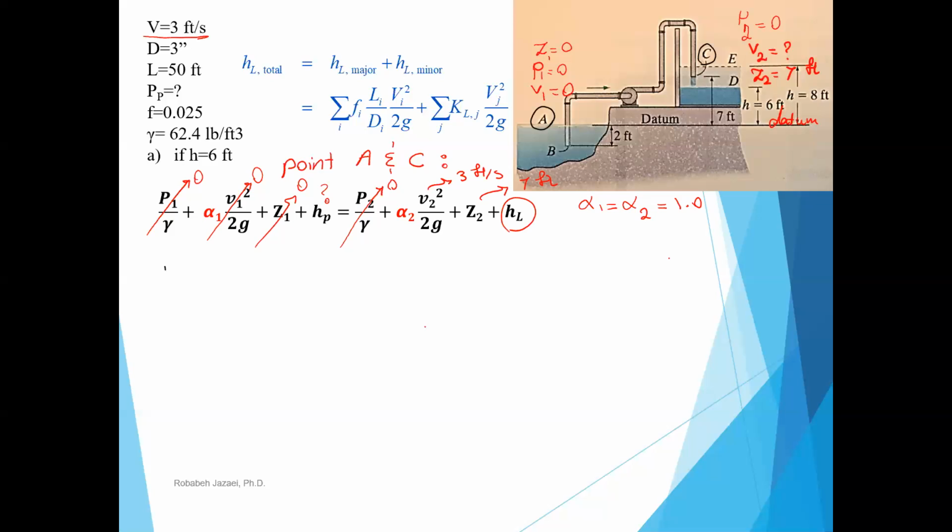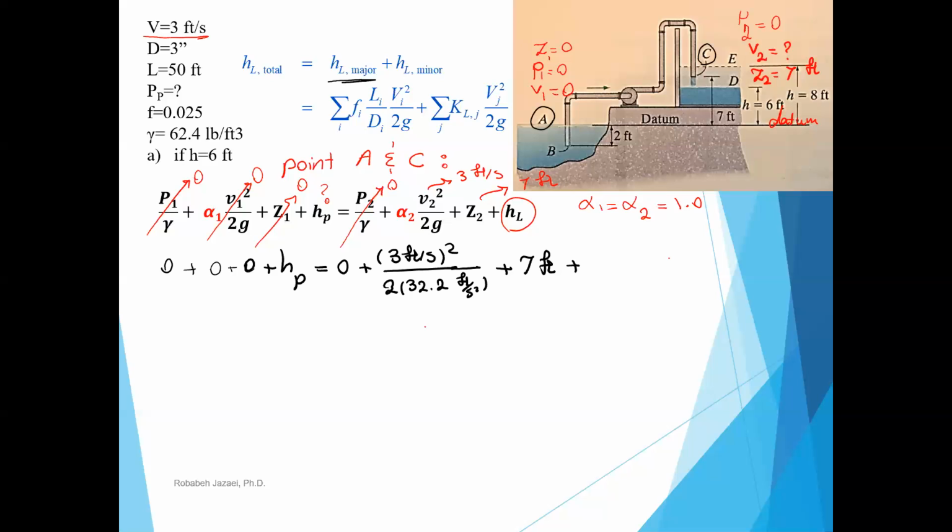All right, let's see what we have. This one is 0, 0, 0 plus head for pump equals 0 plus 3 feet per second squared over 2. Make sure you use the correct g, 32.2 feet per second squared, plus elevation, which is 7 feet, plus head loss. So what is the major head loss? Major head loss is this one.